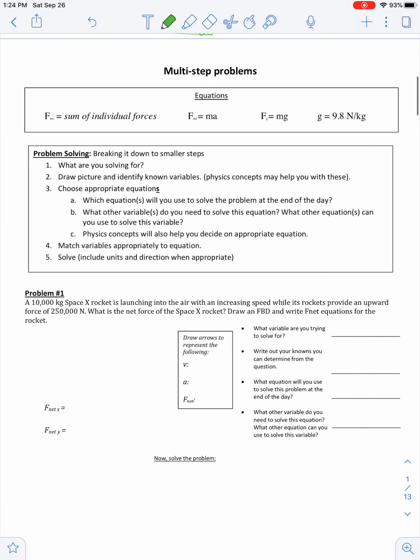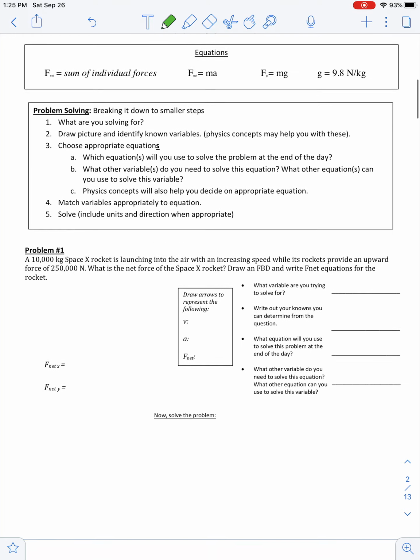So here our problem-solving steps are outlined for you. We always have those. They're the same as Unit 1, but basically it's, what are you solving for? Draw a picture, list what you know, pick an equation, match your information, and then solve. So let's try number 1 together.